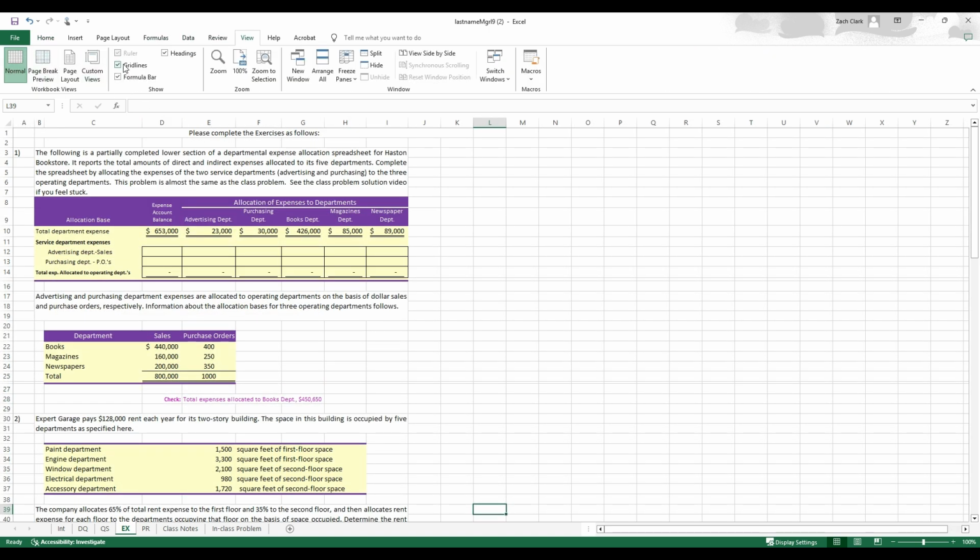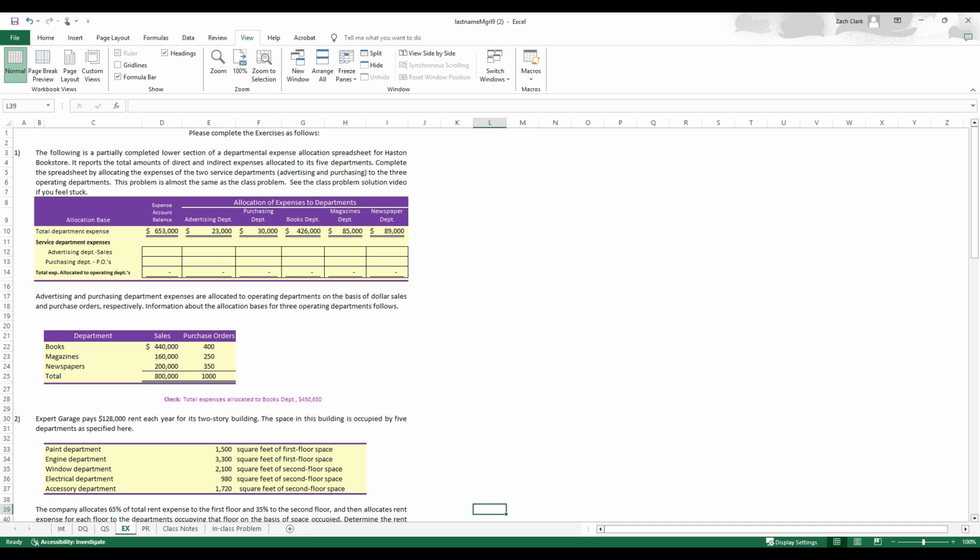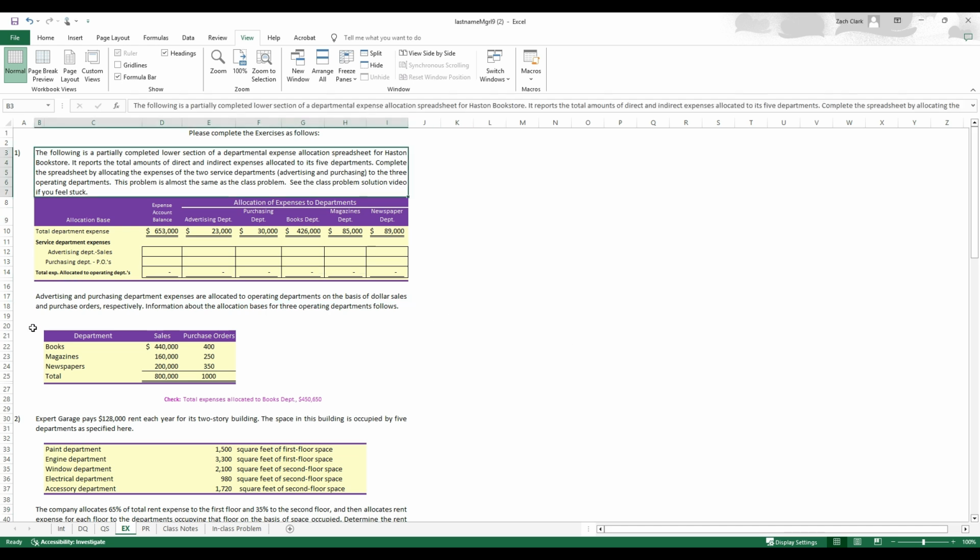Okay, let's go on to our next tab here, our exercises tab. And we'll work. Okay, in the exercises tab here, we have: the following is a partially completed lower section of a departmental allocation spreadsheet for this bookstore. It reports the total amount of direct and indirect expenses. Complete the spreadsheet by allocating the expense of the 2 service departments to the 3 operating departments. Okay, so apparently it's similar to one of the in-class problems from our folder. And yeah, let's take a look.